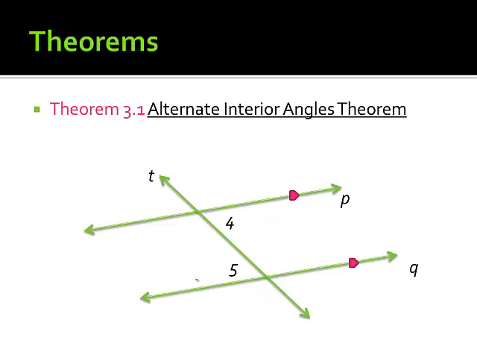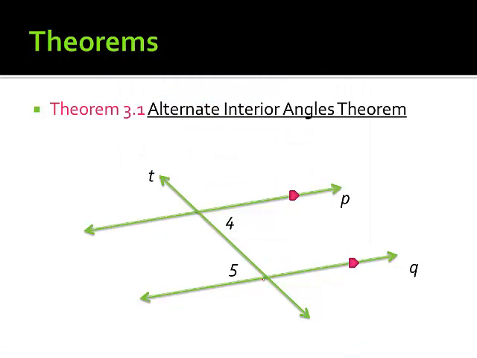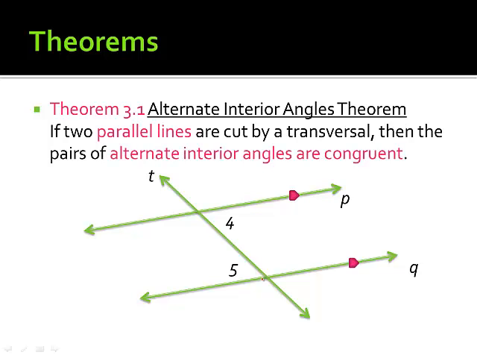Okay. Next theorem is the alternate interior angles theorem. And it states that if you have two lines cut by a transversal that are parallel, again, we're dealing with parallel lines. In the previous section, we were not. These were not parallel lines. But basically what it states, if two parallel lines are cut by a transversal, then the pairs of alternate interior angles are going to be congruent.